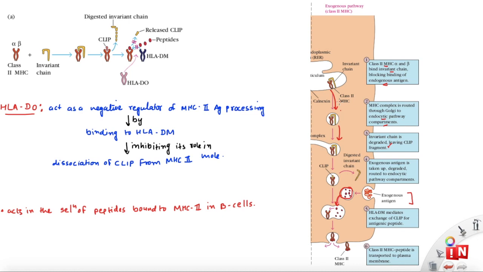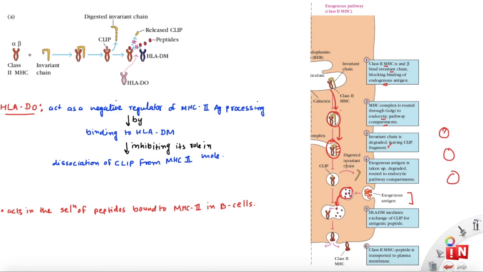So this MHC class 2, when it is getting transported through the endosomal compartment, the same process will happen over here. The pH will reduce and it will digest the invariant chain. Separately, you can see the antigen has also been taken up, going through the endocytic compartments. Here only one diagram is shown, but there will be a process of early endosome, late endosome and lysosome, and because the pH is decreasing in this endocytic compartment, it will digest the invariant chain.